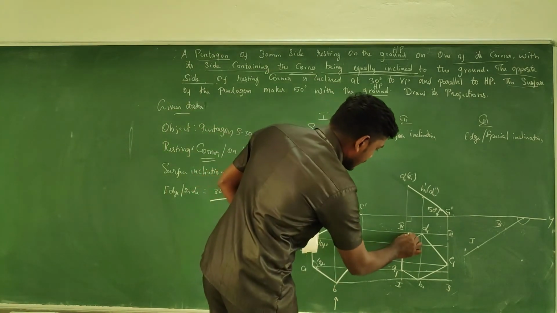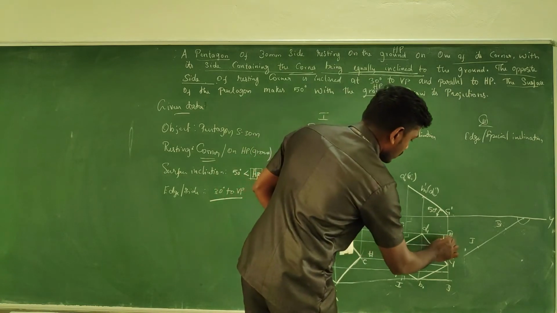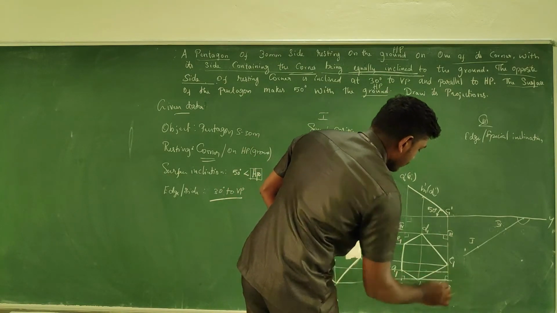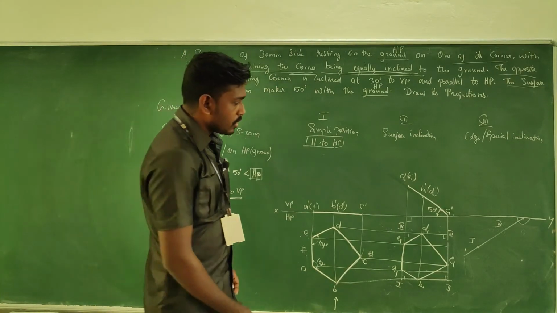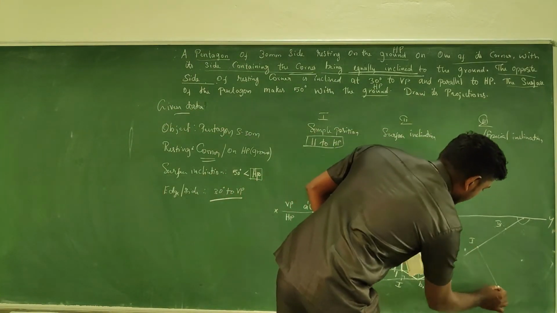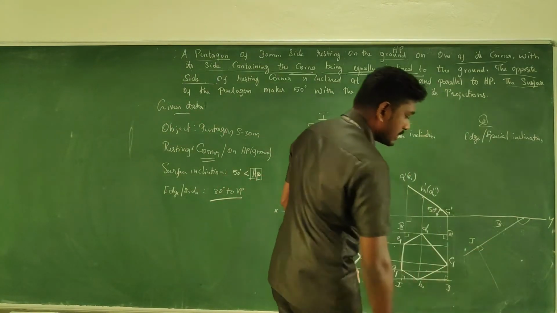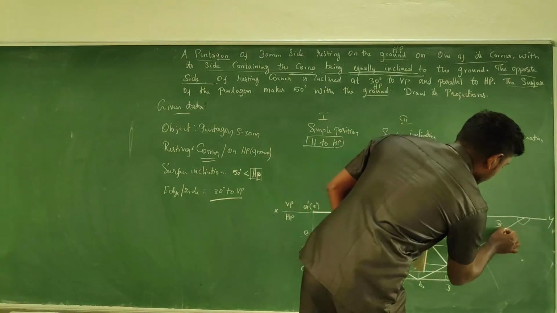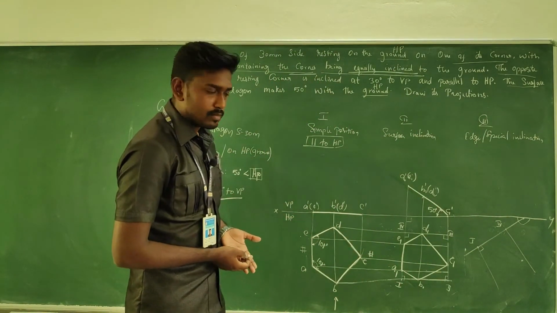Now see, this is a rectangle, so we know all the adjacent sides will be maintained at 90 degrees to each other. So from the first point I am going to take a 90-degree line with the help of what? Protractor. Same from the fourth, I am going to get the 90-degree line, something like this.